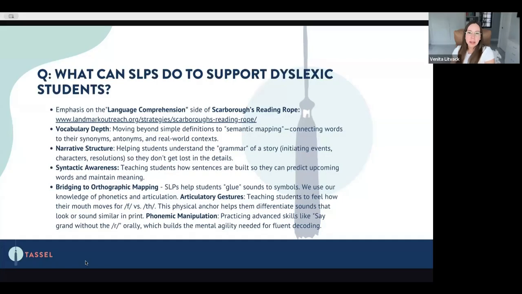Is there a particular Orton-Gillingham training that you recommend, or is there only one? Yeah, there is only the one, through ortonacademy.org. It's the Academy of Orton-Gillingham Practitioners and Educators. So it's AOGPE, and that is the governing body of Orton-Gillingham.